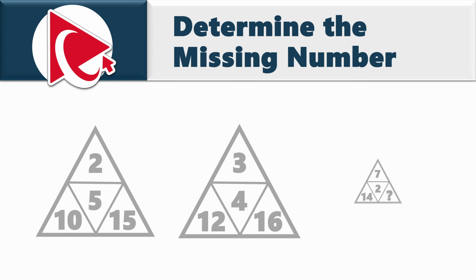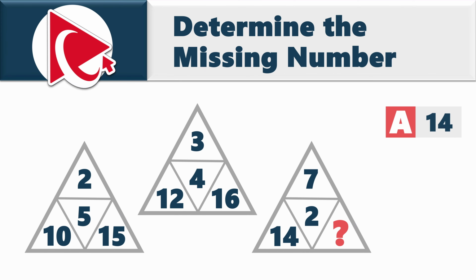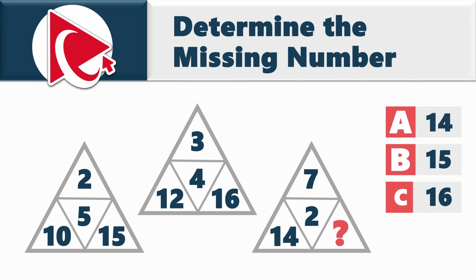You're presented with 3 triangles. Each triangle has 4 numbers inside, and 1 triangle has the number missing. Starting with the left triangle, at 12 o'clock the numbers are 2, 15, 10, and then there is number 5 in the middle. In the second triangle, the numbers are 3, 16, 12, and then number 4 in the middle. In the third triangle, the numbers are 14, 7, number 2 in the middle, and then comes the missing number, which you need to calculate and select out of 4 possible choices. Choice A, 14, choice B, 15, choice C, 16, and last but not least, choice D, 17.